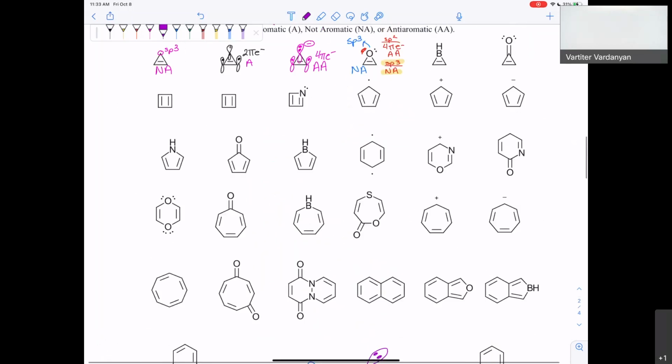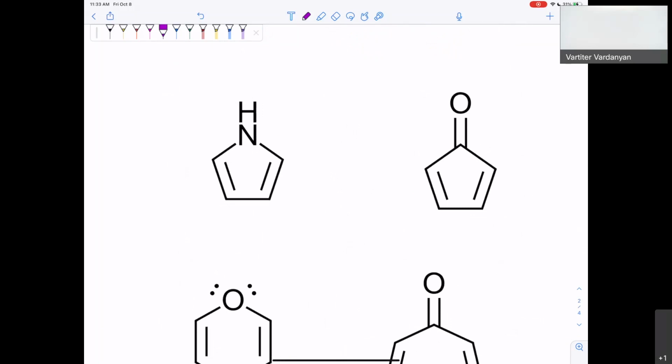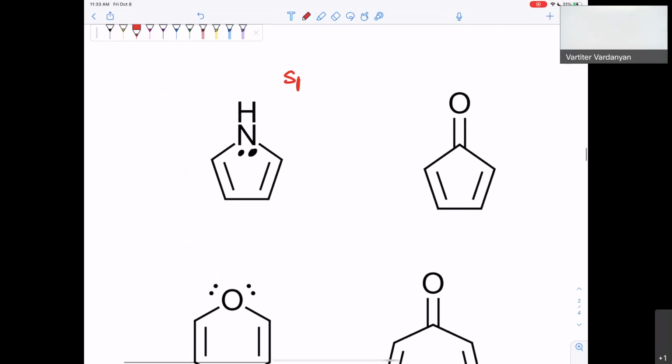Great question. So let's do this one. How many lone pairs does nitrogen have if it has 3 bonds? 1. So in this case, he didn't draw the lone pair to trick you. So this nitrogen could either be sp2 or it could be sp3. And if it's sp3, it always has to be what? Not anti. Non-aromatic, yes. Because it breaks what rule?